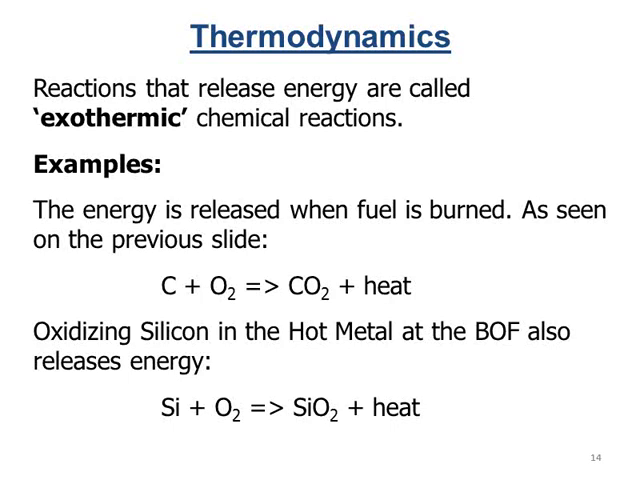So the kind of reactions that release energy are exothermic chemical reactions. As some examples, energy is released when fuel is burned, as seen on the previous slide, where carbon reacts with oxygen, the combustion of carbon, to produce CO2 plus heat. Likewise, when you oxidize silicon in hot metal in a BOF shop, it releases energy, where silicon reacts with oxygen and forms silica in the slag phase, which gives off an enormous amount of heat as well.